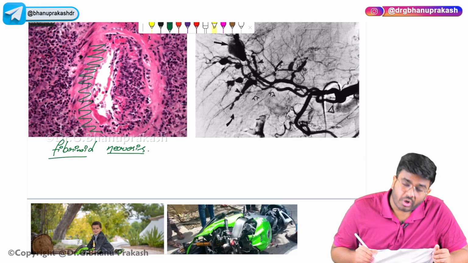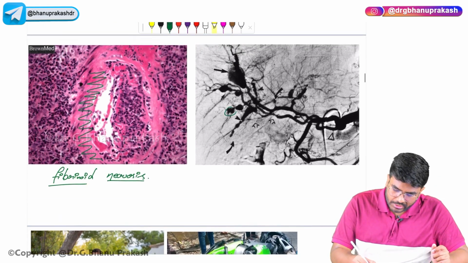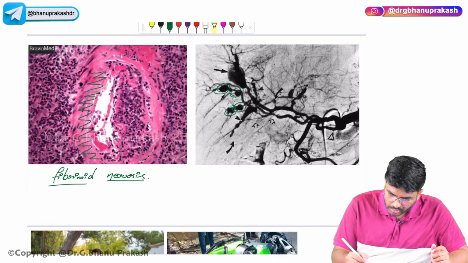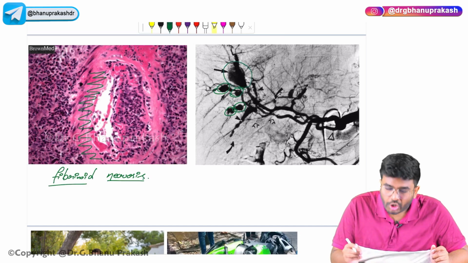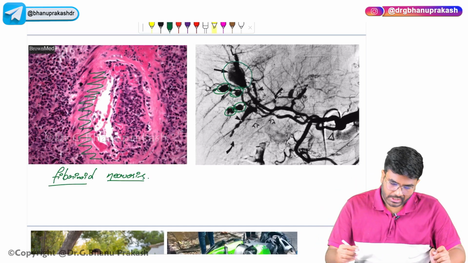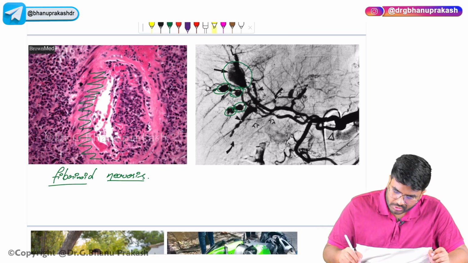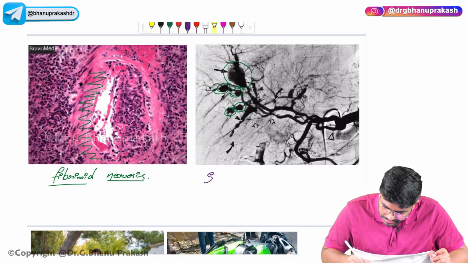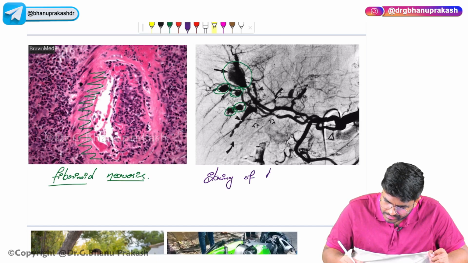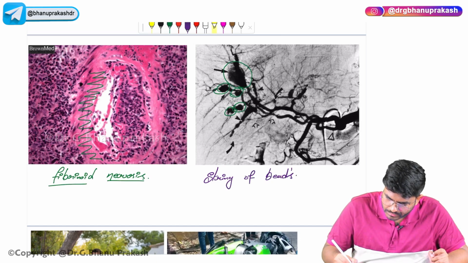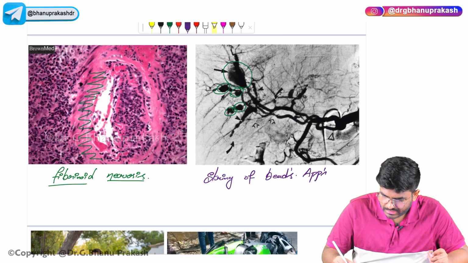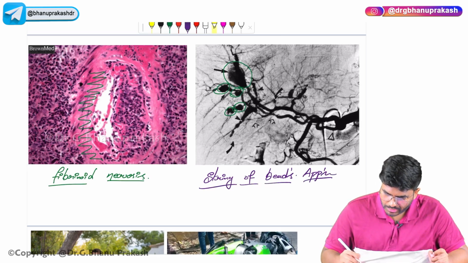And why is it called polyarteritis nodosa? Because you can see on this arteriogram a nodular involvement. This is also called the string of beads appearance. The string of beads appearance is seen on the renal artery arteriogram.